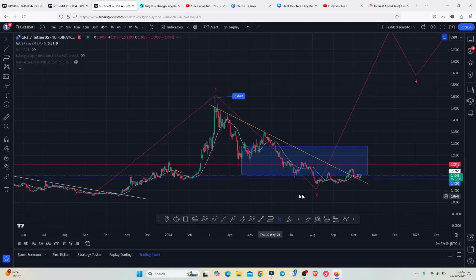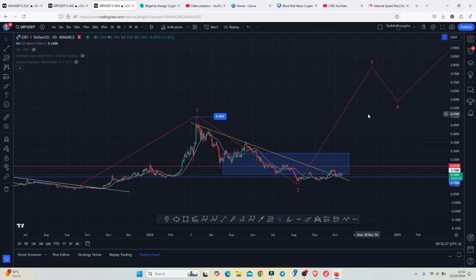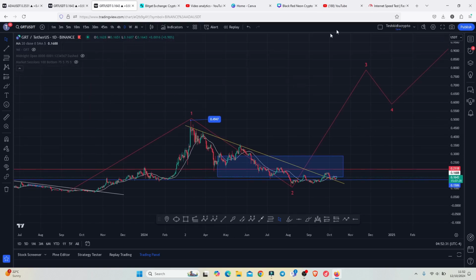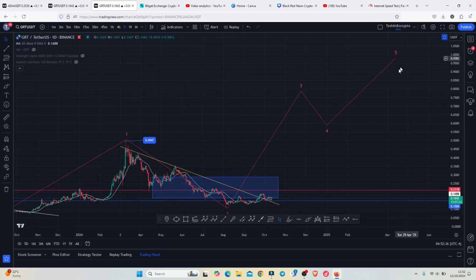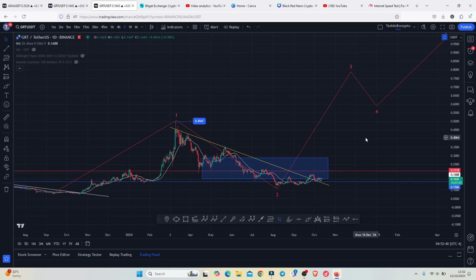And in the next coming weeks or maybe months, I'm expecting that GRT is going to get impulsive and give us an impulsive additive count 3, then expect a wave 4 and then a wave 5 to get us back above the dollar mark in the next coming weeks or maybe months. So that is the price action that I'm expecting to play out here on the GRT chart for the next coming hours and days, and let's be patient and see how that plays out, and I will be keeping you up to date.